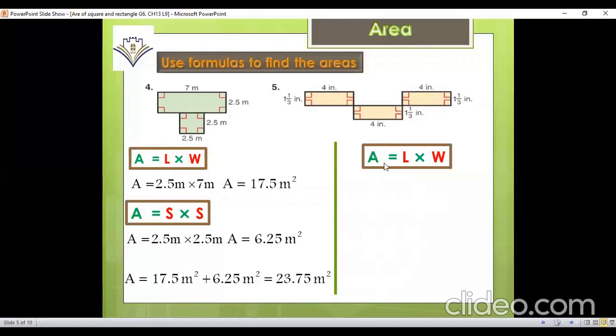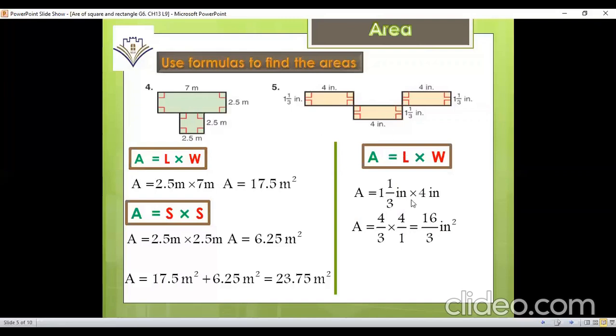At first, area of rectangle equals length multiplied by width, so 1 1/3 multiplied by 4. Convert 1 1/3 to fraction form: 1 multiplied by 3 equals 3, plus 1 equals 4, so 4 divided by 3. Multiply by 4, which means 4 divided by 1. Then 4 multiplied by 4 equals 16, and 3 multiplied by 1 equals 3. The area of one rectangle equals 16 over 3 inch squared.